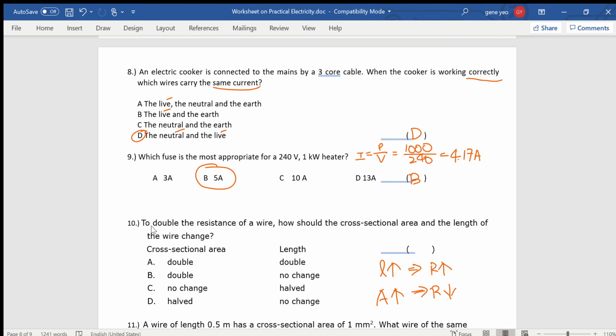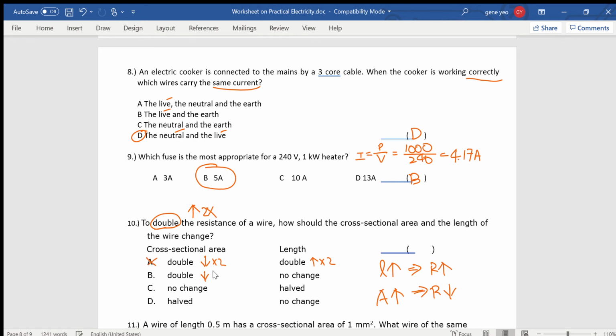Okay, so now to double, that means I need to increase the resistance by 2 times. So cross-sectional area, if I double the cross-sectional area, the resistance drops by 2 times. But the length is also doubled, so the resistance increases by 2 times. So this kind of cancels each other out. This is wrong.